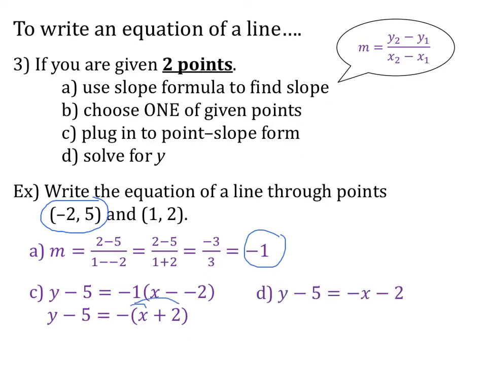Now, when solving for y, the first thing I'm going to need to do is distribute my negative. So I'll have y minus 5 equals -x minus 2. So I went from over here to up here. And then if I add 5 to both sides, I have y equals -x plus 3. And then that will be our final answer.